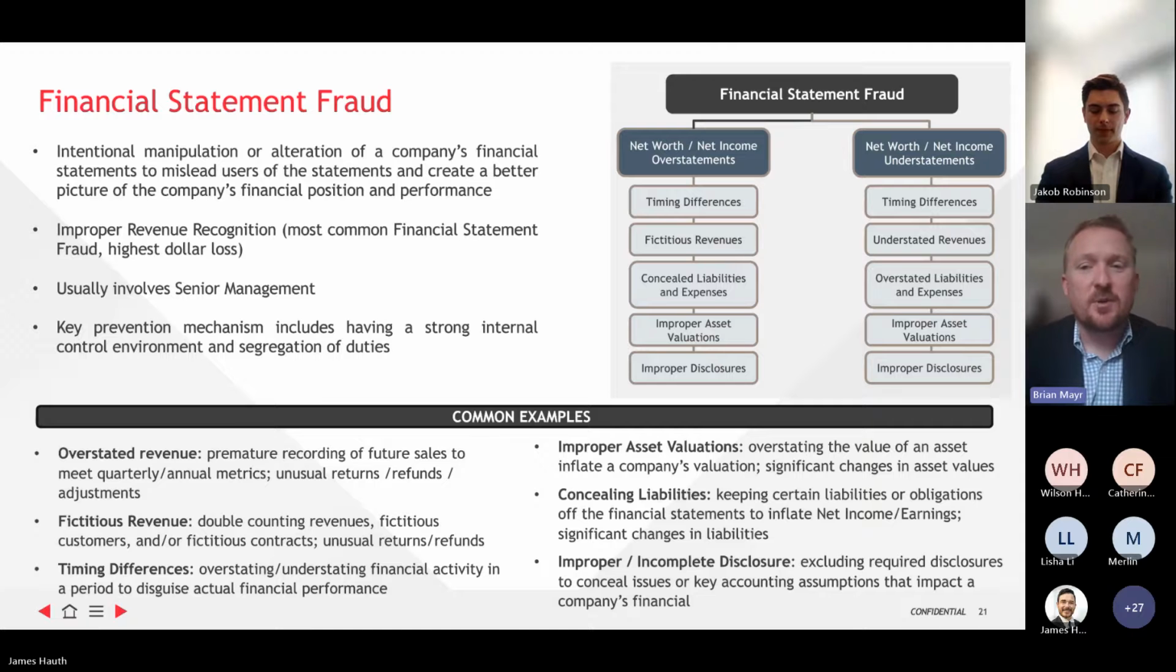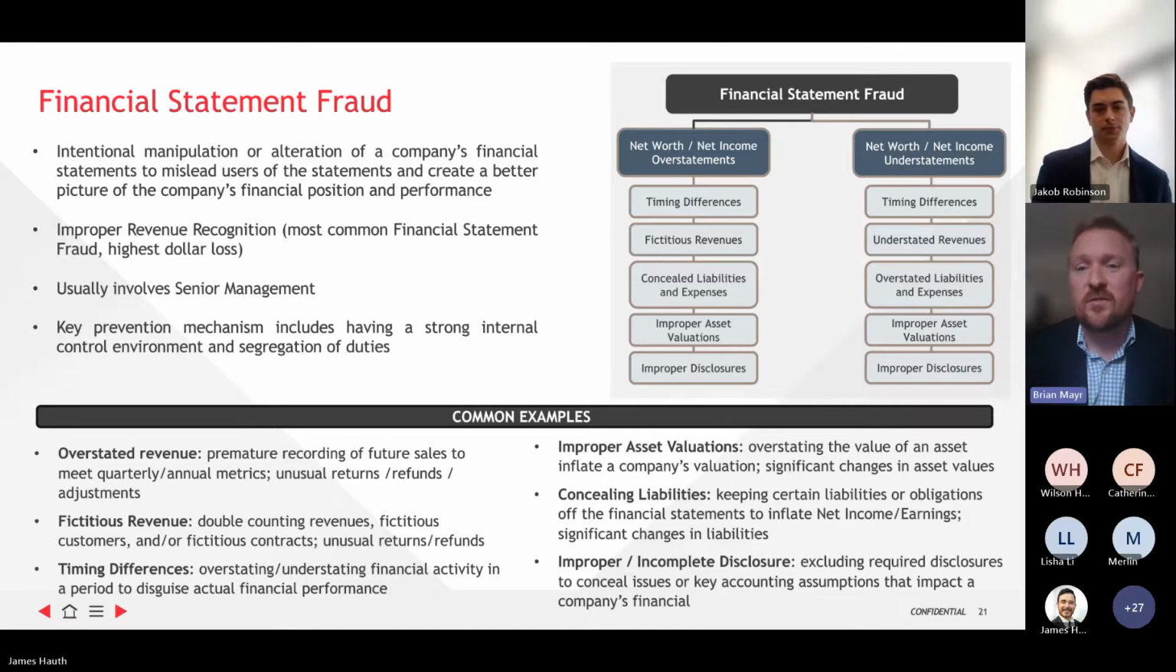And most of this, you can see some commonalities, but I think there's a couple important topics to hit here, right? Overstated revenues, right? This is an issue of the premature recording of future sales, maybe to meet quarterly or annual metrics. This could also be part of a scheme relating to unusual refunds, returns, or other financial adjustments. Fictitious revenues, right? This could be an instance of double counting revenues, fake customers, falsified contracts, or again, some type of unusual returns or refunds, right?